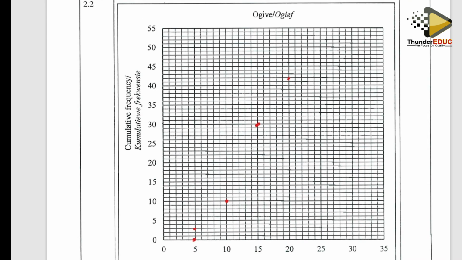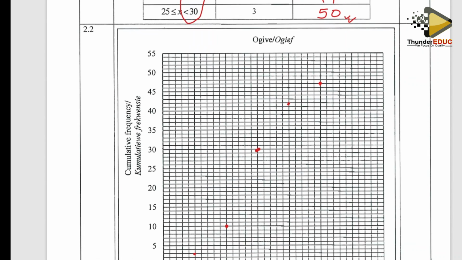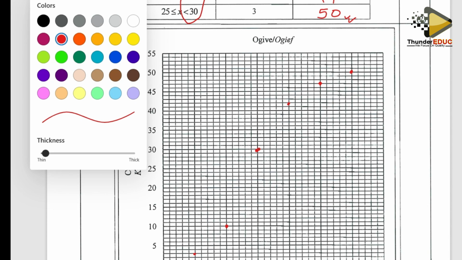And then 25 is 47. 47 is slightly above 45. I'll put it somewhere there. And then the last one, which is a 30, must go with a 50. 30 must go with a 50. So that is how we're going to coordinate.